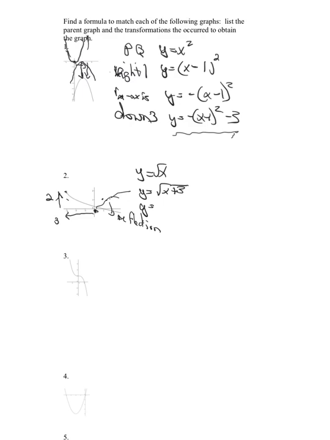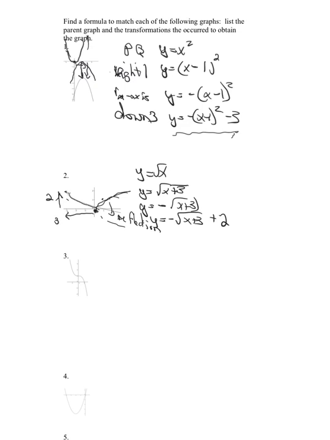Then we're going to make that reflect in the x-axis. That puts that negative on the outside of the radical. And lastly, we're going to bring that up 2 units. And we want to see what's going to happen to each one of those. As we graph that, it's going to go from this shape to this shape.